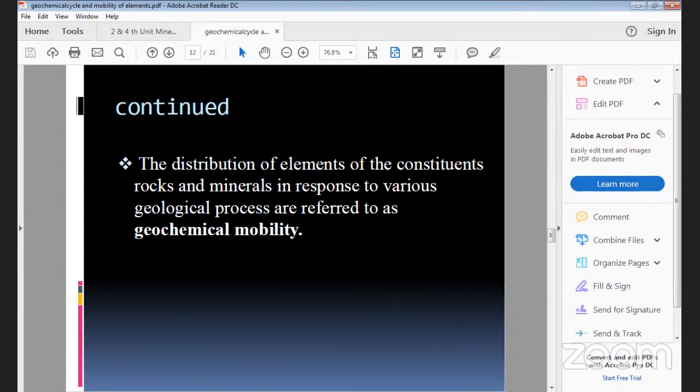The distribution of elements in the constituent rocks and minerals in response to the various geological processes is referred to as geochemical mobility. The distribution of elements consisting of different rocks and minerals in response to various geological processes, we call geochemical mobility.